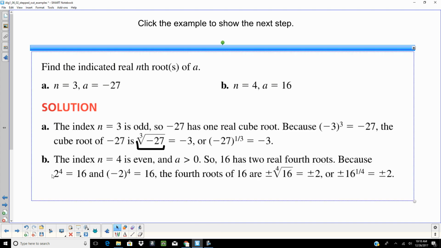For B, you're going to have the 4th root of 16. Well, n is even and 16 is greater than 0, so you need to put a plus or minus in front of it. So you're looking for 4 numbers that multiply to give you 16. Well, there's actually going to be 2 of them because it's plus or minus, positive 2 and negative 2. So negative 2 times negative 2 times negative 2 times negative 2 gives you 16. Positive 2 times positive 2 times positive 2 times positive 2 also gives you 16.